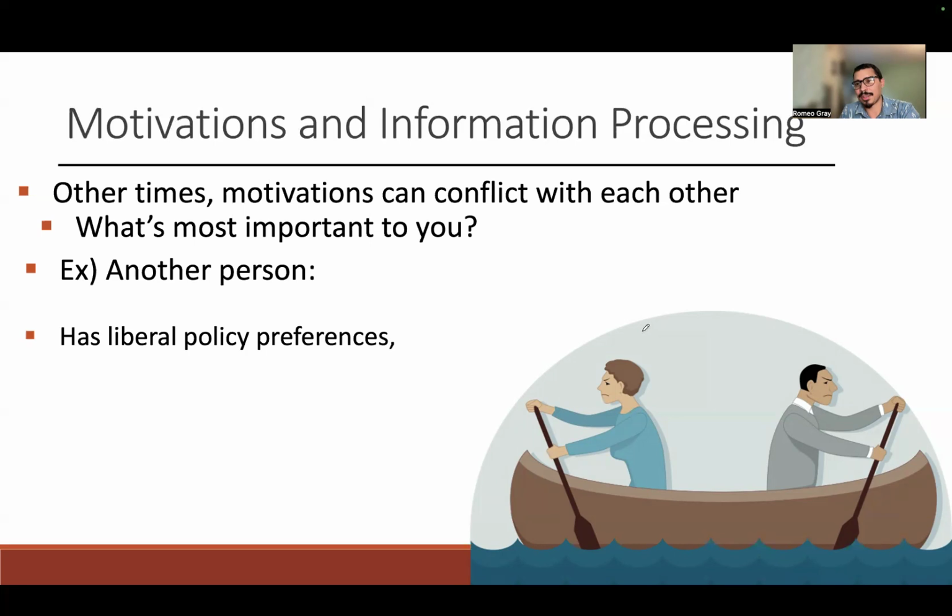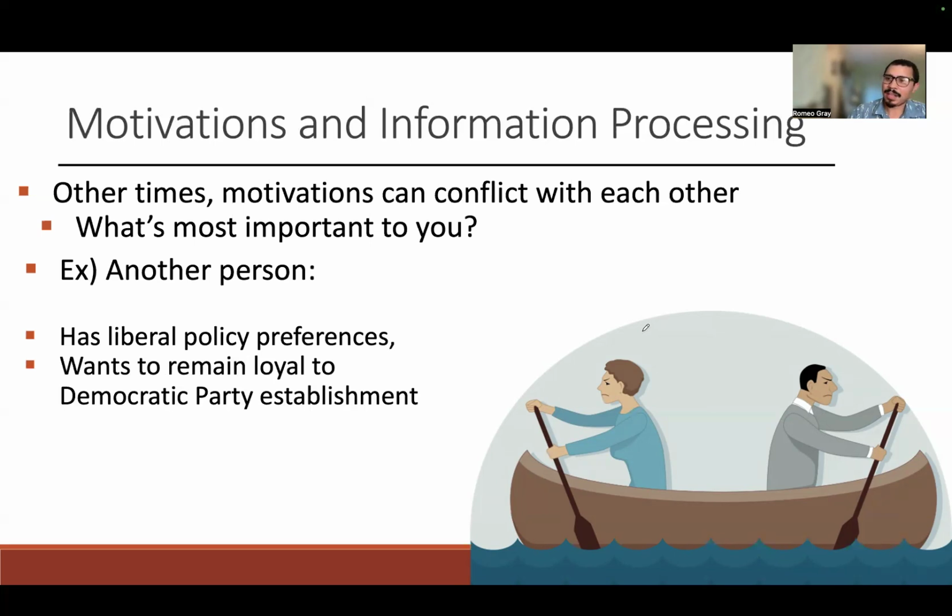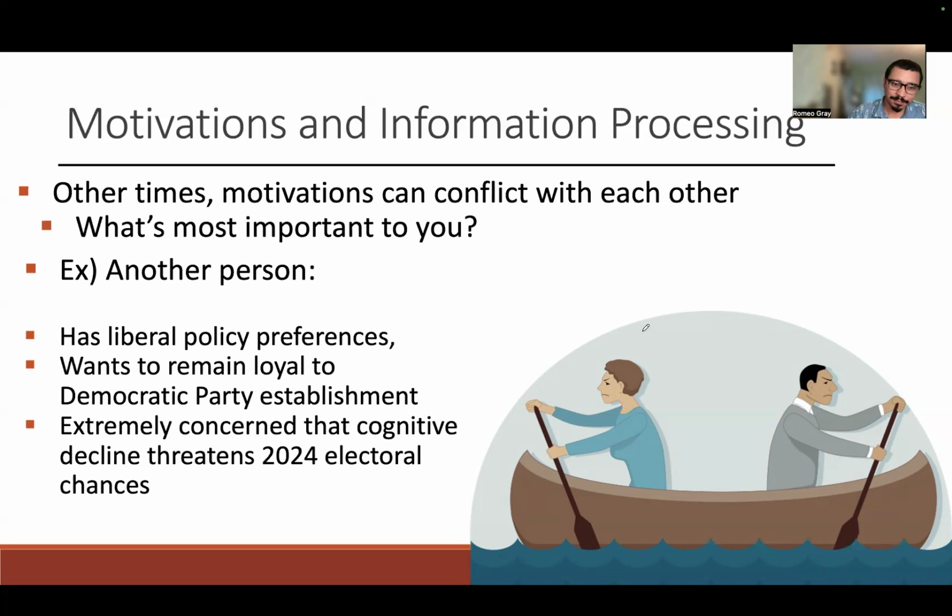So let's think of another hypothetical person, and this also describes a lot of people out there. They have liberal policy preferences. They want to remain loyal to the Democratic Party, but they happen to be extremely concerned that the cognitive decline actually threatens Joe Biden's 2024 electoral chances. So the question for them is, what do they do? Do they still defend and support Biden? Or do they start coming to the conclusion that maybe a better candidate should be chosen through whatever process is available?